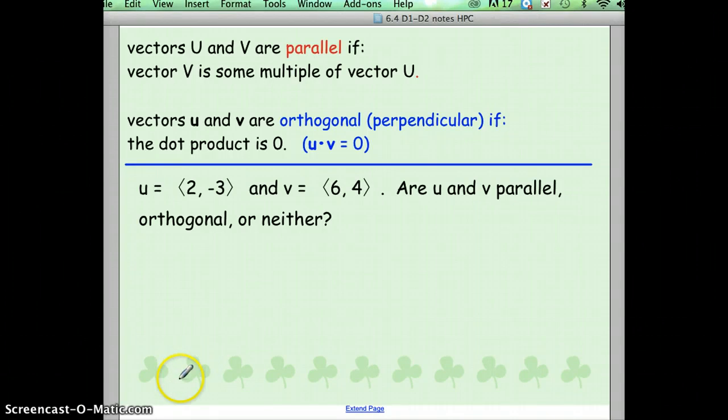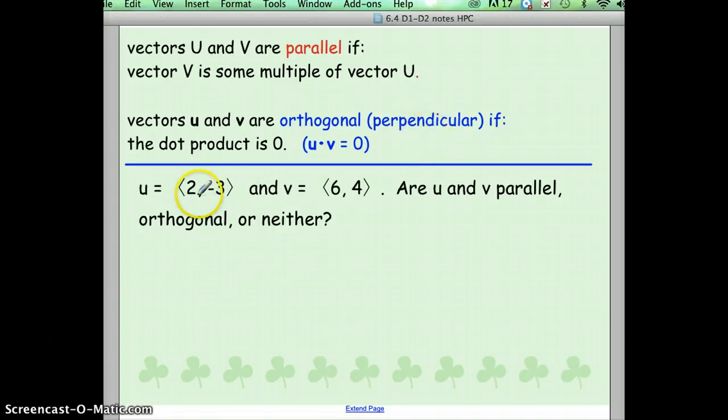You can also use dot products to help you figure out if two vectors are parallel or orthogonal. Orthogonal is just another word for perpendicular. So if you want to just use perpendicular, you can. That means they hit at a 90-degree angle. So if the dot product is 0, that means two vectors are perpendicular.